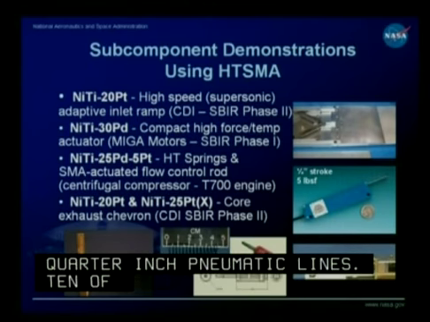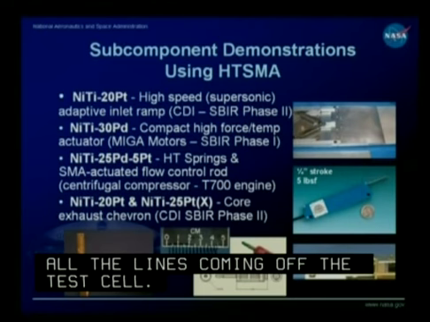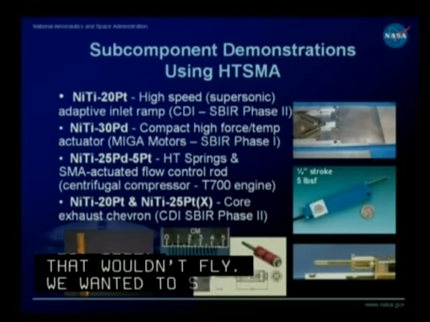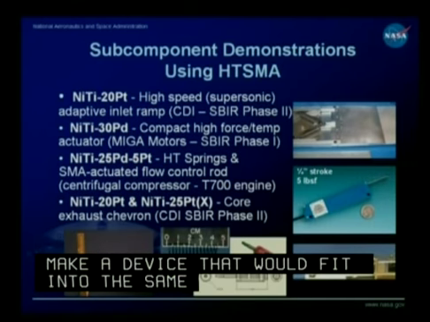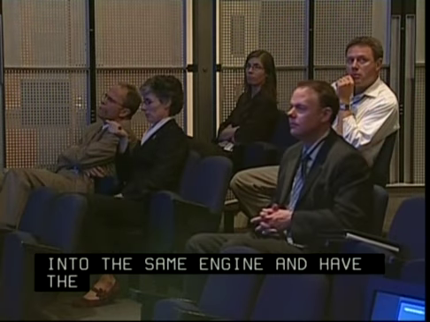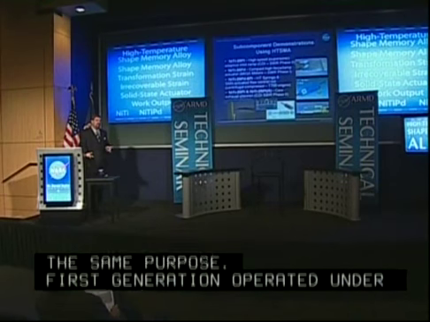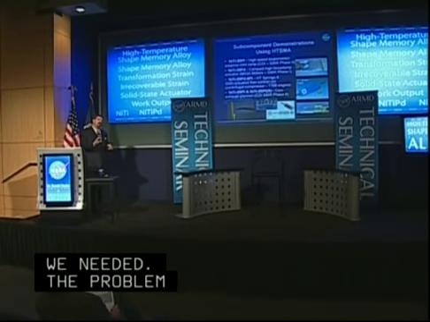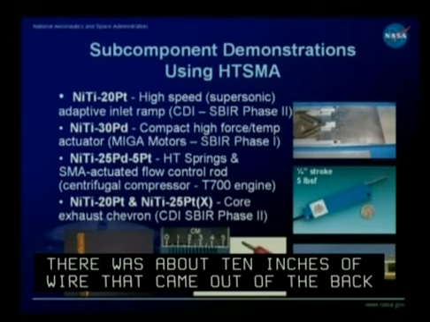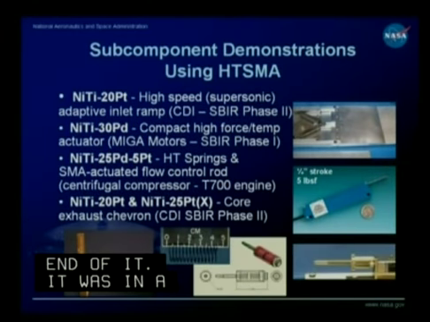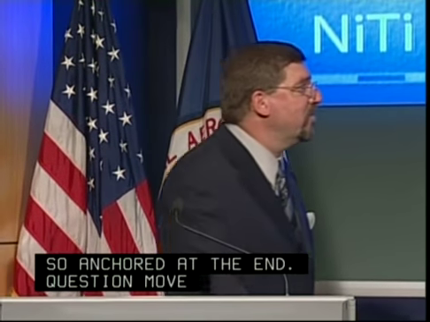Well, that wouldn't fly, both literally and figuratively, so they wanted to see if we could actually make a device that would fit into a real engine and serve the same purpose. So we developed a little flow control device. First generation operated under the force conditions and stroke that we needed. The problem was it had a little bit of a tail. There was about 10 inches of wire that came out of the back end of it. It was in a flexible motorcycle type cabling, so it was anchored at the end, and we could move it around and fit it within the engine, but it didn't give us the satisfaction that we wanted.